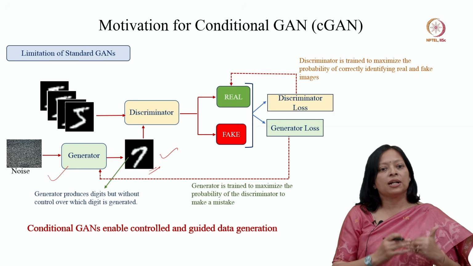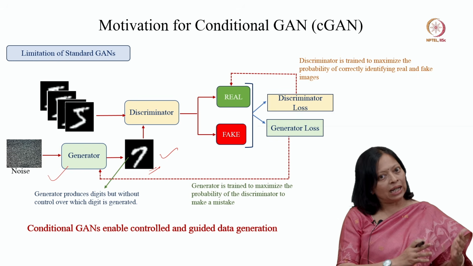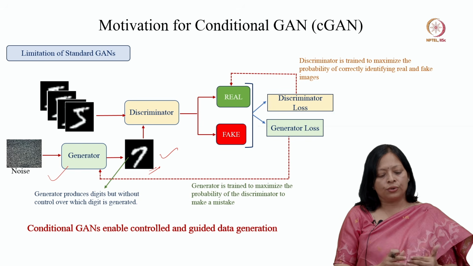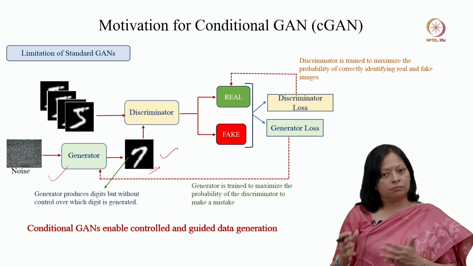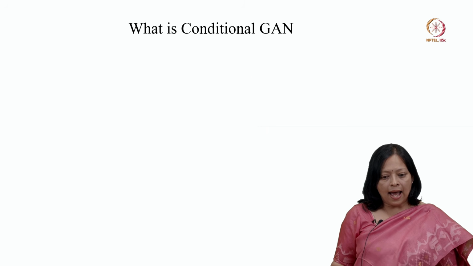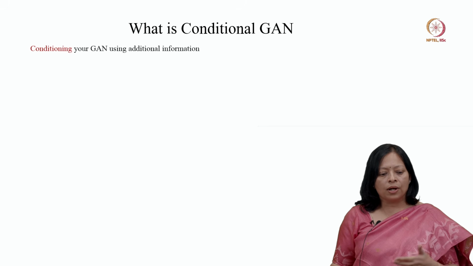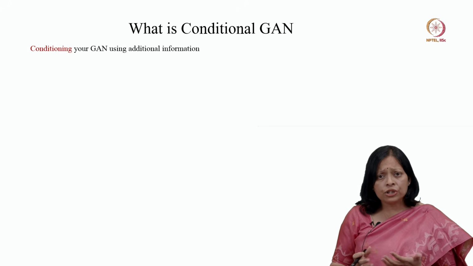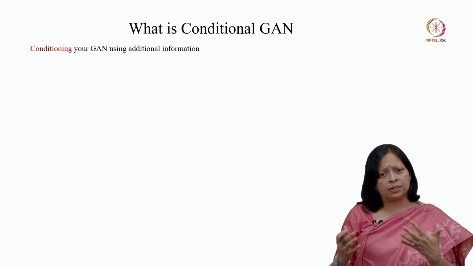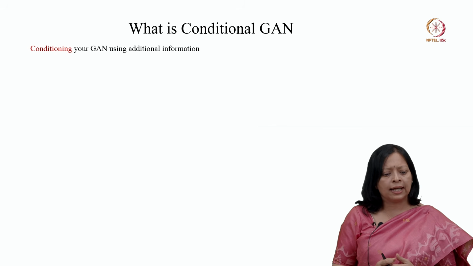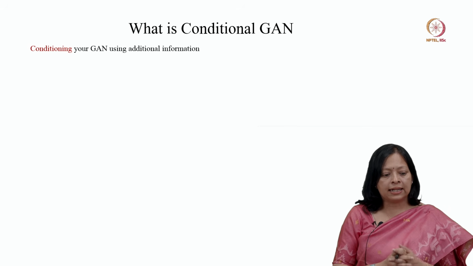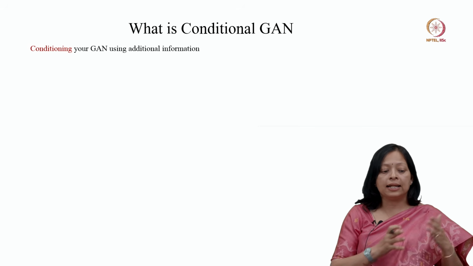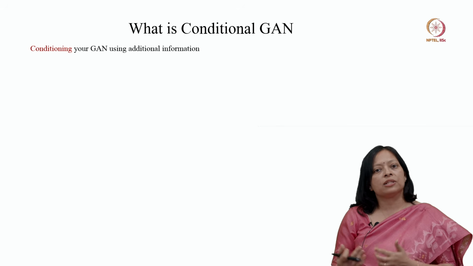I will put some conditioning parameter in the input of the generator so that the generator gives me exactly what I want. Okay. So, that was the motivation for conditional GANs. So, we will look into what is conditional GAN and how it works, what is the architecture of conditional GAN. As I was telling, conditional GANs are basically conditioning your GANs with some extra information.